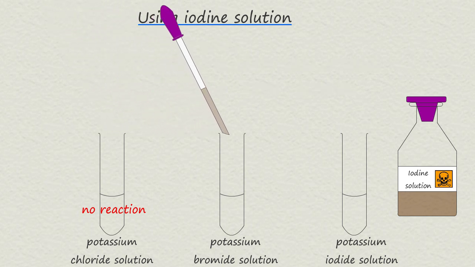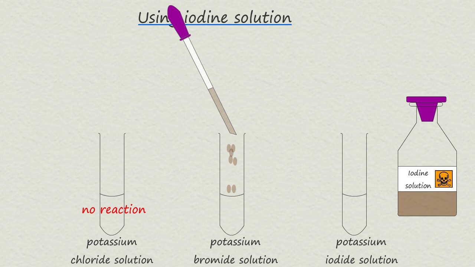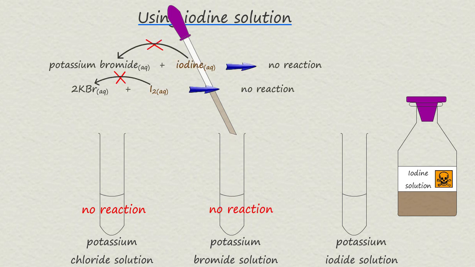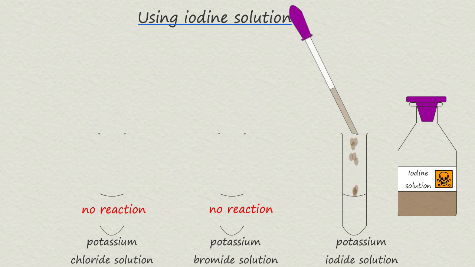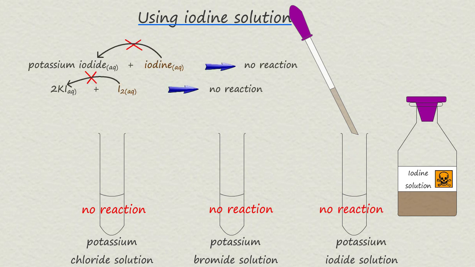Similarly, in the second boiling tube, any added iodine will not be able to displace the more reactive bromide ion, so again, no reaction will take place in this boiling tube. And finally, adding iodine to a potassium iodide solution in the third boiling tube will not result in any new products being formed, and so again, no reaction will take place here. The brown colour of the iodine solution will simply be diluted as it is added to each of the boiling tubes, but no displacement reactions will take place since iodine is the least reactive halogen present.